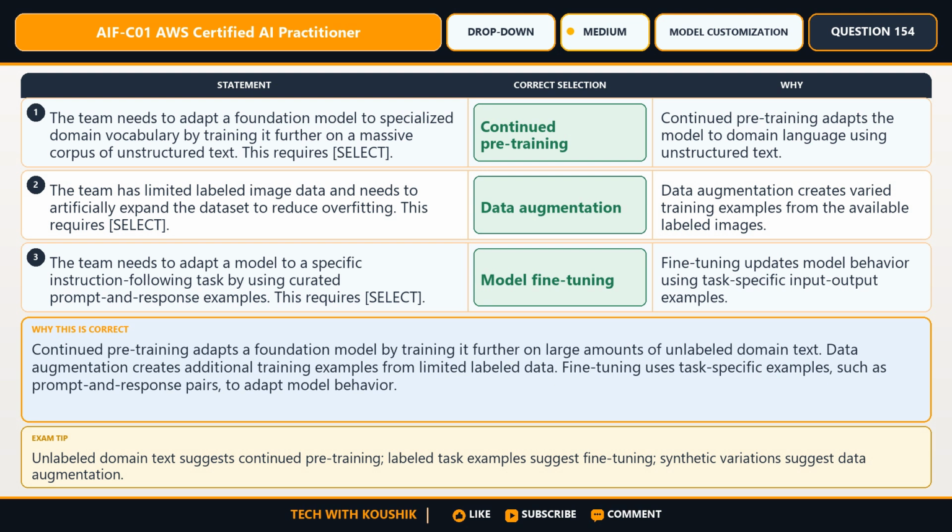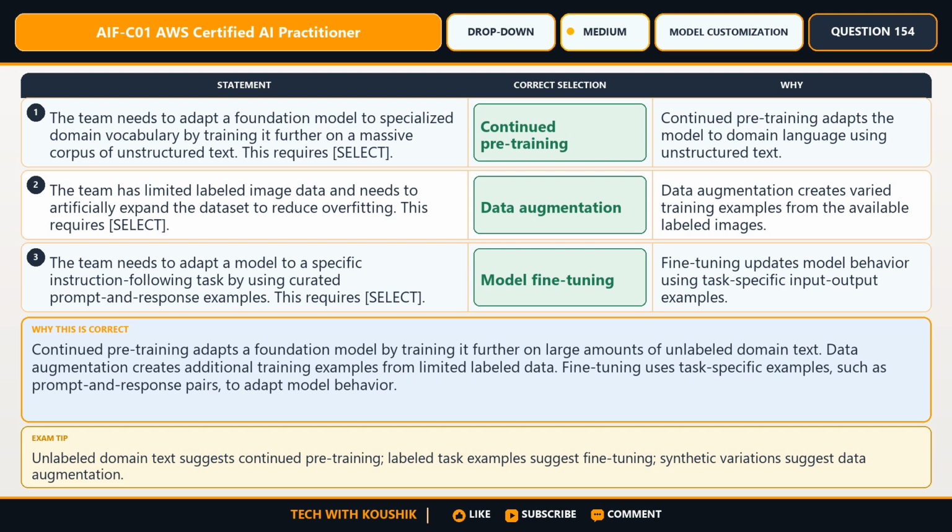Data augmentation creates additional training examples from limited labeled data. Fine-tuning uses task-specific examples, such as prompt and response pairs, to adapt model behavior. Answer rows. 1. The team needs to adapt a foundation model to specialized domain vocabulary by training it further on a massive corpus of unstructured text.